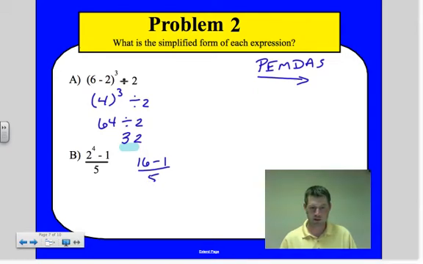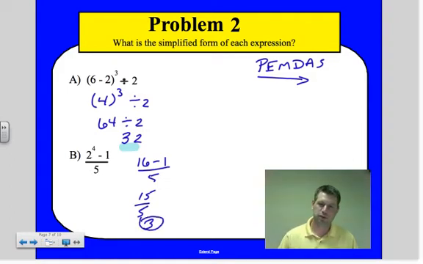Get rid of this. There we go. Okay, you get 15, and that's divided by 5. Now the only thing left that's easy, we have 15 divided by 5, which we're going to get 3. Okay, so then we get that answer there as 3.